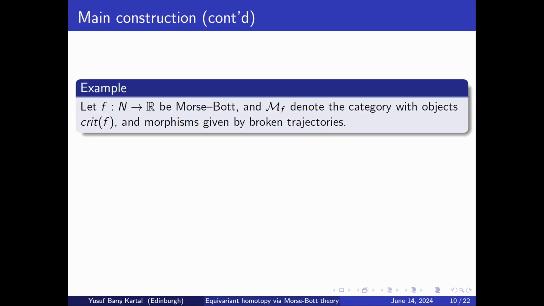So the example is, of course, as you can guess, if you have a Morse-Bott function and you choose some data, then you can consider the category with objects given by the union of critical manifolds, and the morphism spaces are again broken trajectories. But you can concatenate two morphisms only if their endpoints are the same.